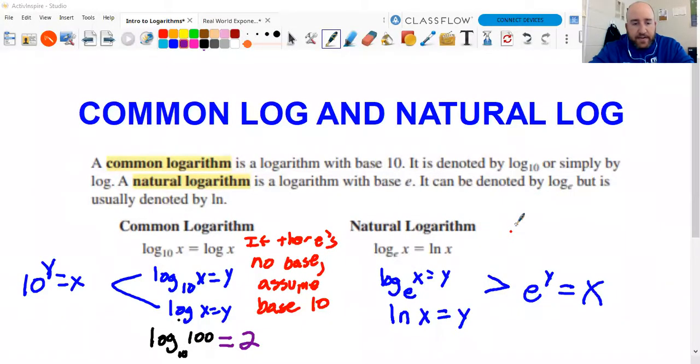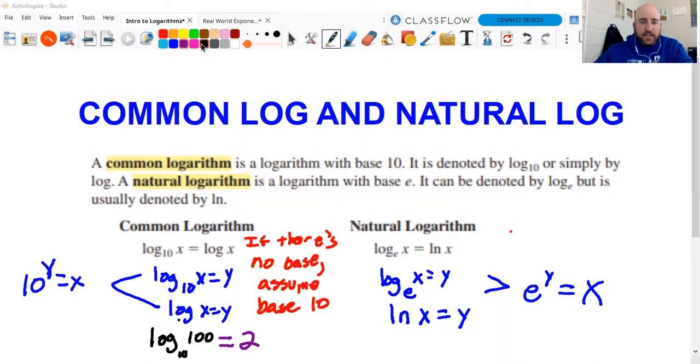So if you're evaluating a common log, you just punch it in your calculator, quick and easy. You can also do the same with a natural log. A natural logarithm is a logarithm with base e. There's that e, that natural number, that Euler number we just got done talking about with the continuous compounding, right? It can be denoted by log base e, but is usually denoted by ln. So that's that ln button on your calculator. So log base e of x equals y, ln of x equals y.